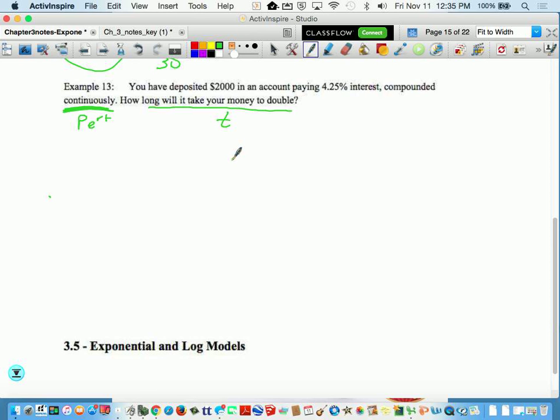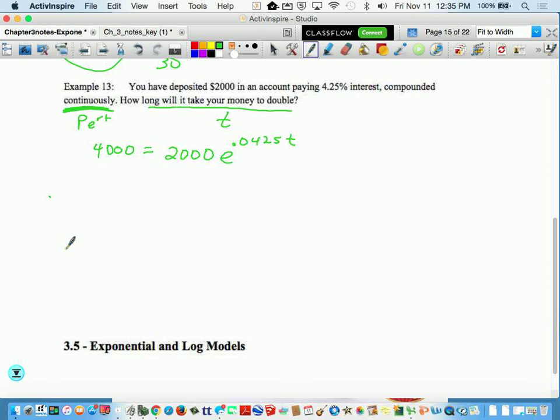Now, what happens is a lot of times students write the stuff out. They go, okay, I have $2,000, e to the 0.0425 times t. And they go, well, I don't know how much money I have in the account. But doubling is multiplied by 2. So I'm going to have $4,000 at the end of this.